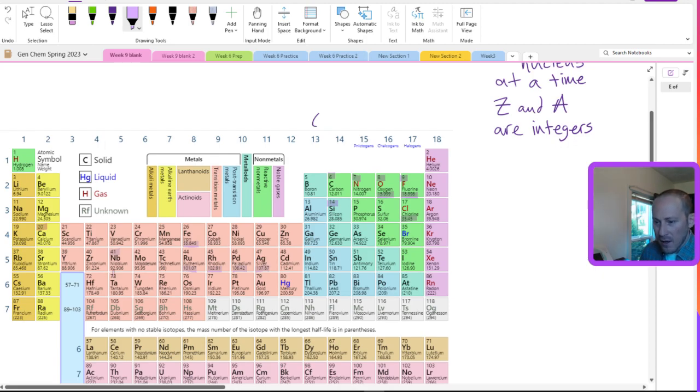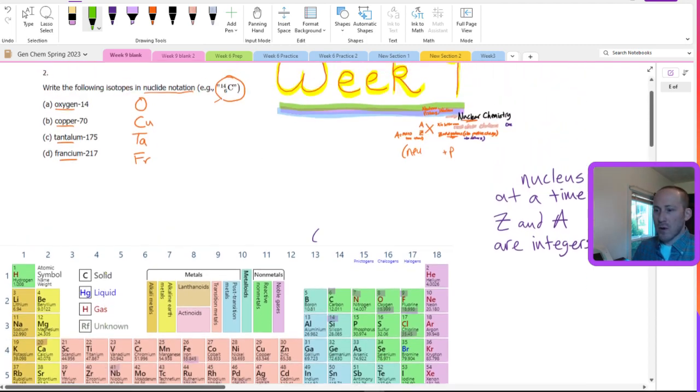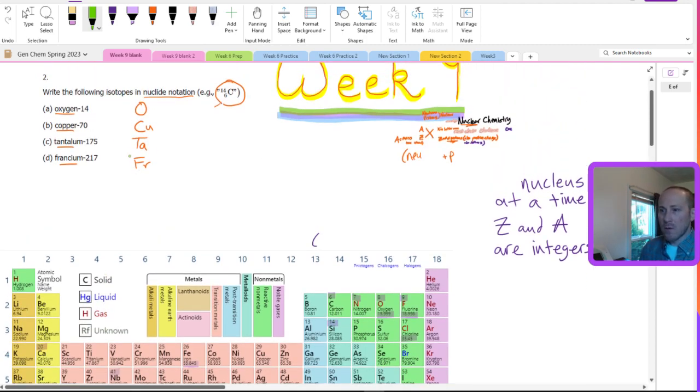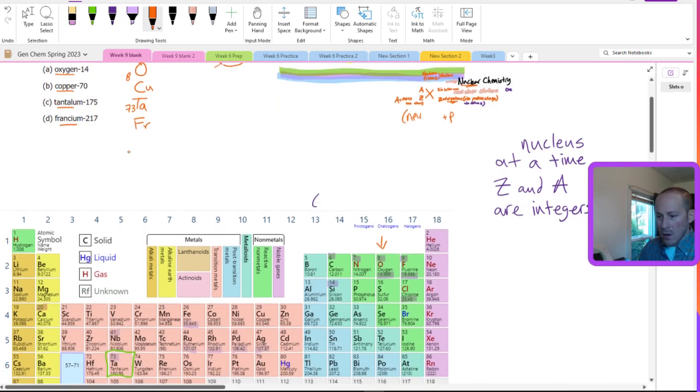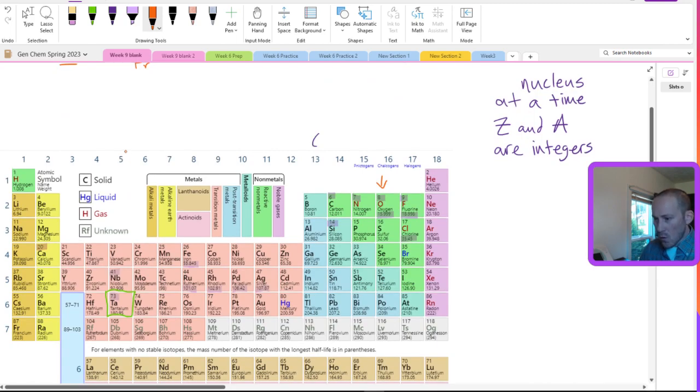Tantalum. Oh nice, I got it right. I kind of guessed, but apparently I guessed it correctly. Tantalum's right there, number 73. So that's its number of protons. Oxygen is 8 right here. Copper, 29 right here.